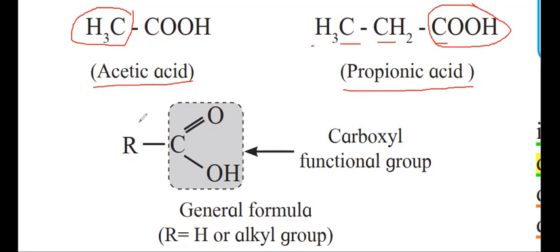And see the general formula. This R group is an alkyl group, and this is COOH. This is a carbonyl group, which is important. And this is OH. Because of the OH, it is an acid, a carboxylic acid. The C=O group is also called the carbonyl functional group.